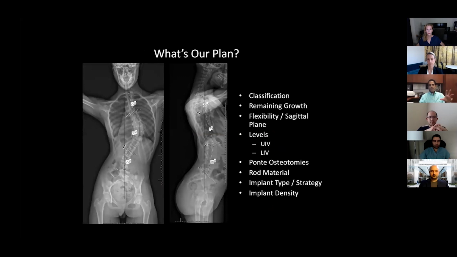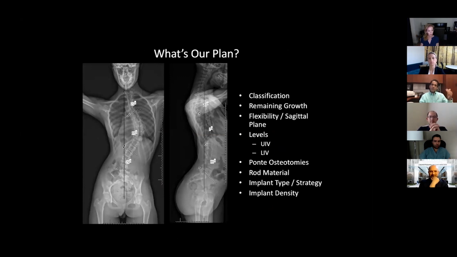So if we put all that together, what's our plan? And this is the deliberate methodology that we teach our fellows to go through for every case. It has to be meticulous planning so nothing is missed. We want to look at the classification to decide which curves need to be fused, the remaining growth to understand what growth might do to this patient, whether the patient may add on or be at risk for crankshaft. What's the flexibility? What's the sagittal plane? Which levels are we going to do?